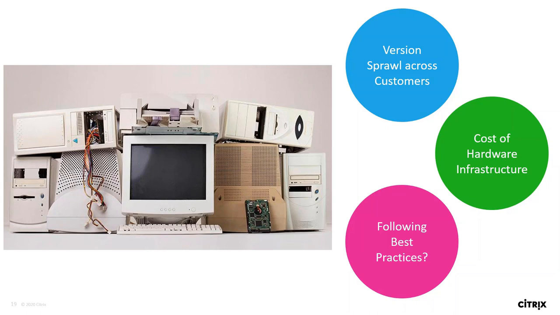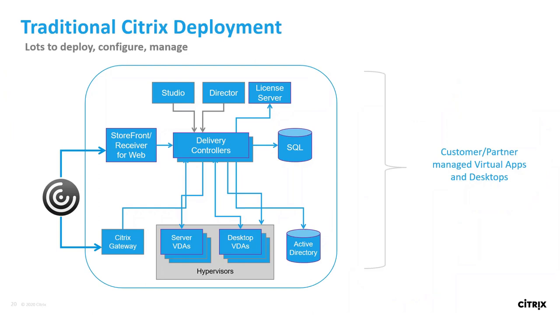So if we look at what a traditional Citrix deployment looks like, and I'm sure you guys have seen this slide before, basically all of the components are your responsibility to install, maintain, troubleshoot, and upgrade. So on the top, you have things like the delivery controllers, the SQL database, your license server, and then you have your Citrix gateway and your server and desktop VDAs, or what you can think of as your application servers and virtual desktops.